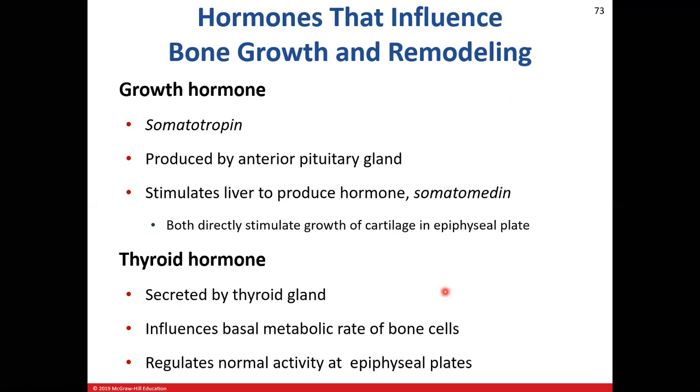We also have the thyroid hormone. Now, the thyroid hormone is secreted by the thyroid gland, and it's going to influence the basal metabolic rate of bone cells, and it regulates normal activity at the epiphyseal plates.